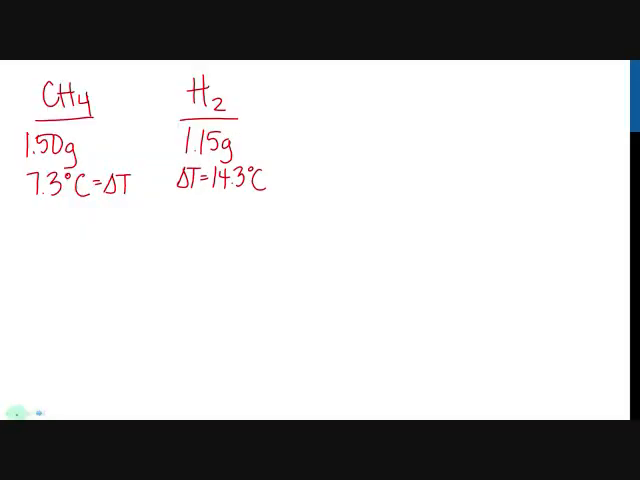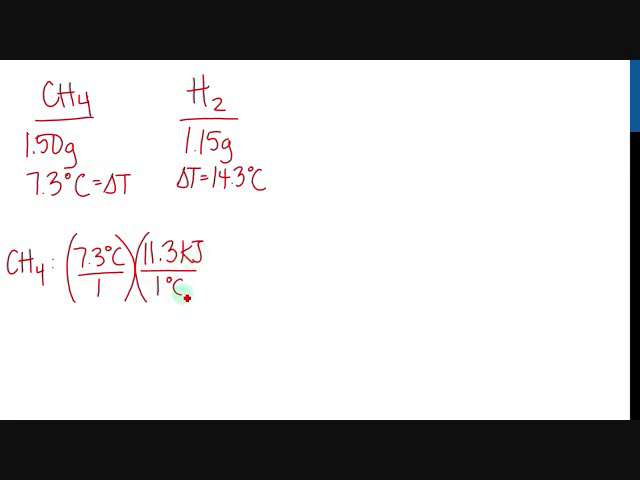So we're going to do the same calculation for both, and we'll do the methane first. We're going to take the change in temperature, 7.3 degrees Celsius over 1, and then multiply it by the heat capacity, not specific heat capacity, just the heat capacity. It's specific to the calorimeter. So times 11.3 kilojoules per 1 degree Celsius. And so that way, the degrees Celsius cancel away.